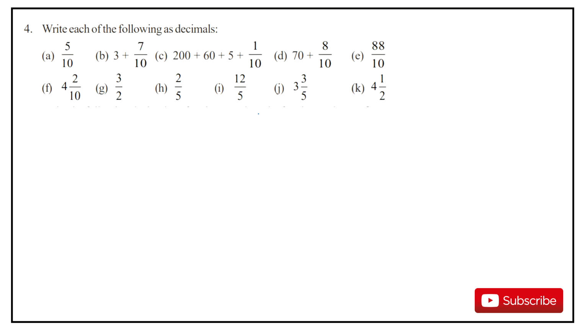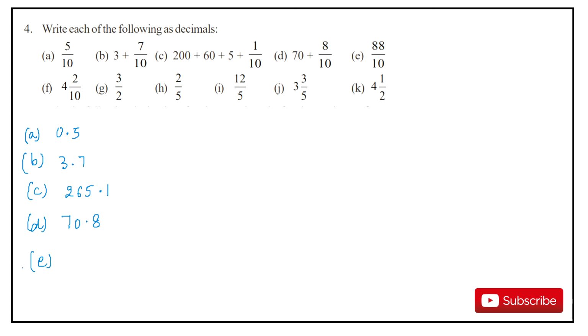Write each of the following as decimal numbers. 5 upon 10 can be written as 0.5. Agreed? Coming to the B part, 3 plus 7 by 10. So 3.7 because it's 7 tenths. Coming to the C part, 200 plus 60 plus 5, that is 265.1. D part, 70.8. E part, it's 88 upon 10.